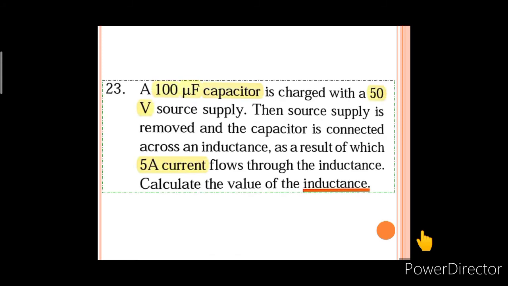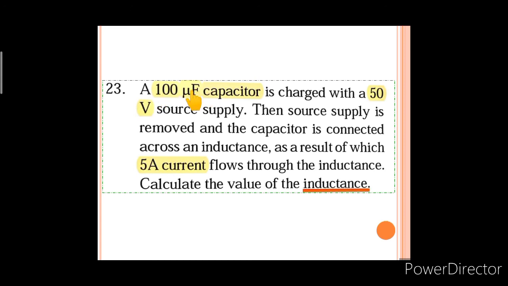Then the next unsolved numerical from the textbook, question number 23 is, a 100 microfarad capacitor is charged with a 50 volt source supply. Then the source supply is removed and the capacitor is connected across an inductance, as a result of which 5 ampere current flows through the inductance. Calculate the value of the inductance.